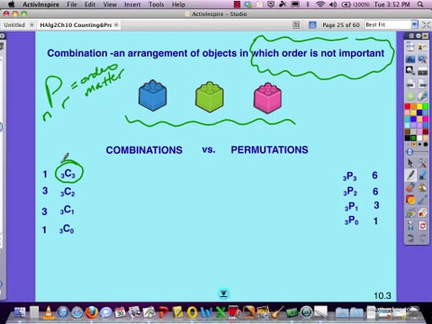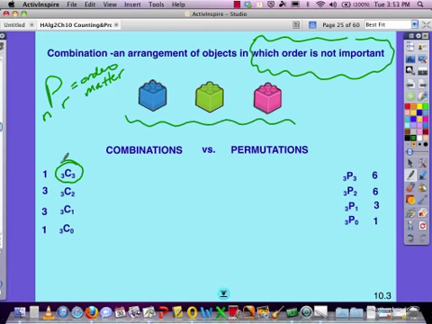And again, 3C2: I've got 3 things. How many ways can I take them 2 at a time? 3C1, 3 things taken 1 at a time. Well, that's 3 different things. And then 3 things taken 0 at a time. The only way I can take them 0 is by doing it one way, which means I'm not going to take any.